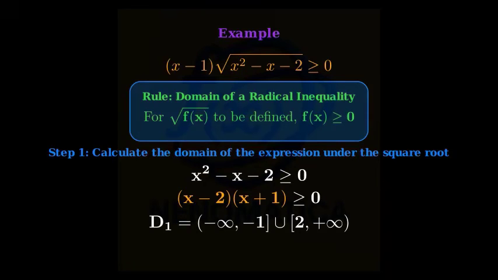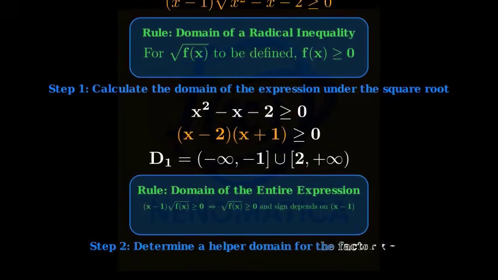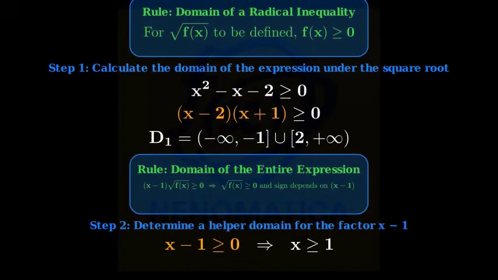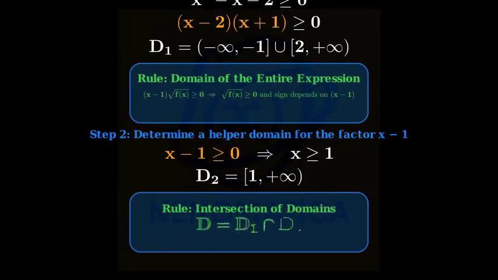Step 2. Analyze the product and determine a working domain to guarantee a non-negative product when the radical is strictly positive. Because the square root is always non-negative, the sign of the product equals the sign of x minus 1 whenever the square root is positive. We therefore impose x minus 1 greater than or equal to 0 to steer the sign non-negative. This gives the helper domain D2. Step 3. Intersect the domains. The overall working domain is the intersection of D1 and D2.